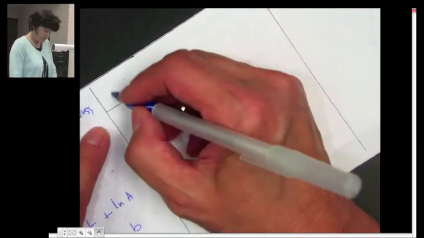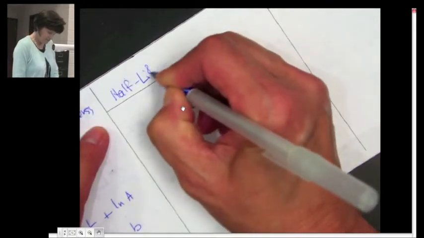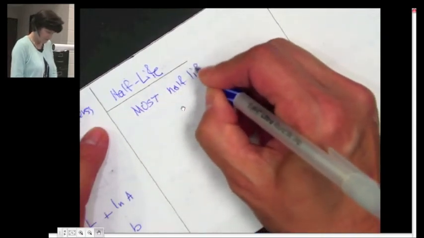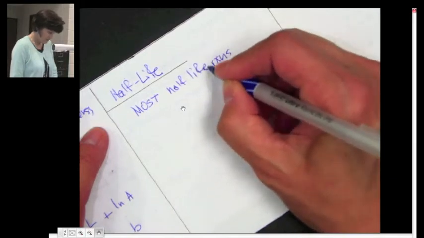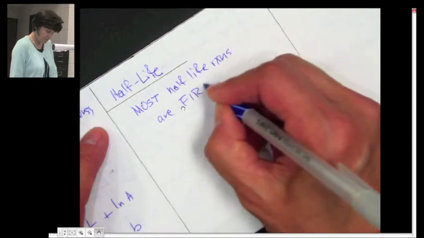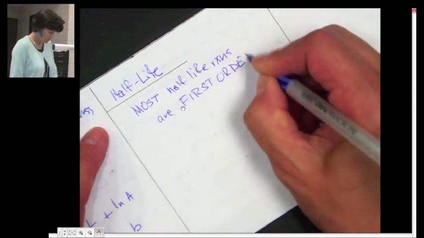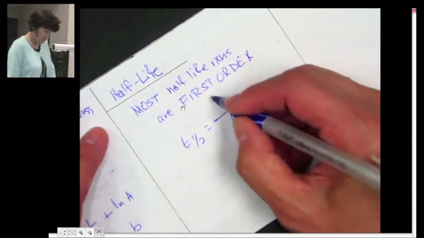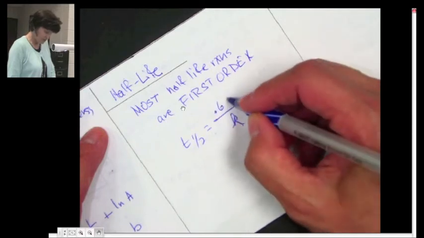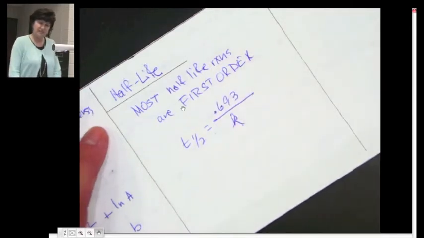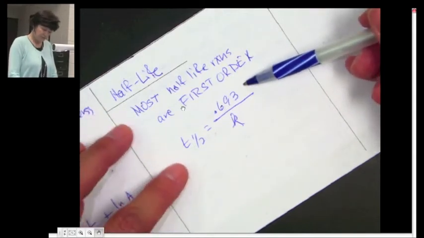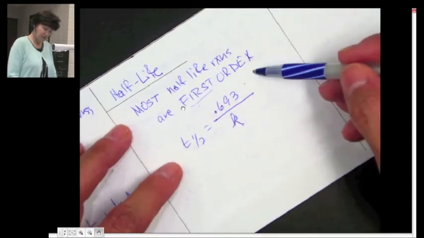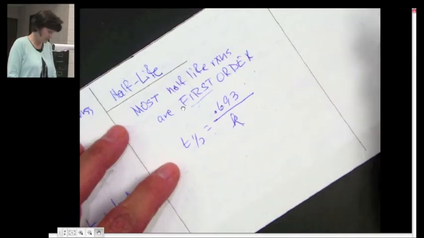Another thing that needs to be reviewed in terms of kinetics is the half-life. Remember that most half-life reactions are first order. And the half-life can be determined if you know the rate constant by dividing the rate constant into 0.693. And you can derive this number, but since most half-life reactions are first order, and this is the equation for a first order reaction, it's kind of handy to know this.